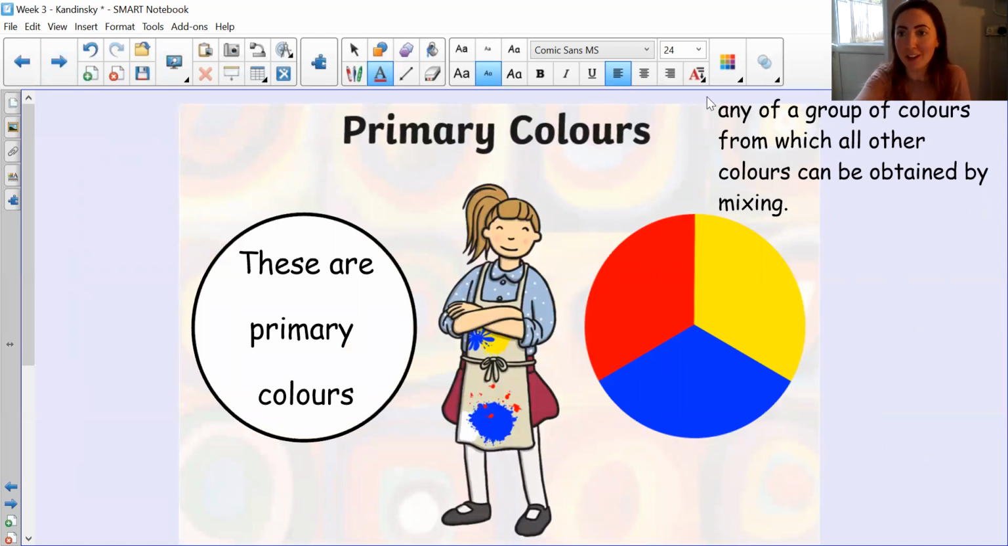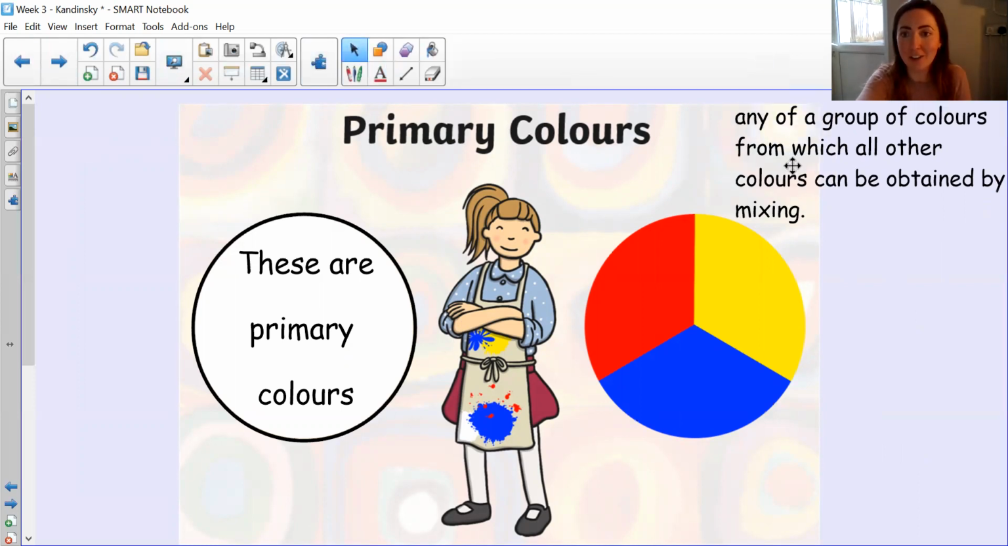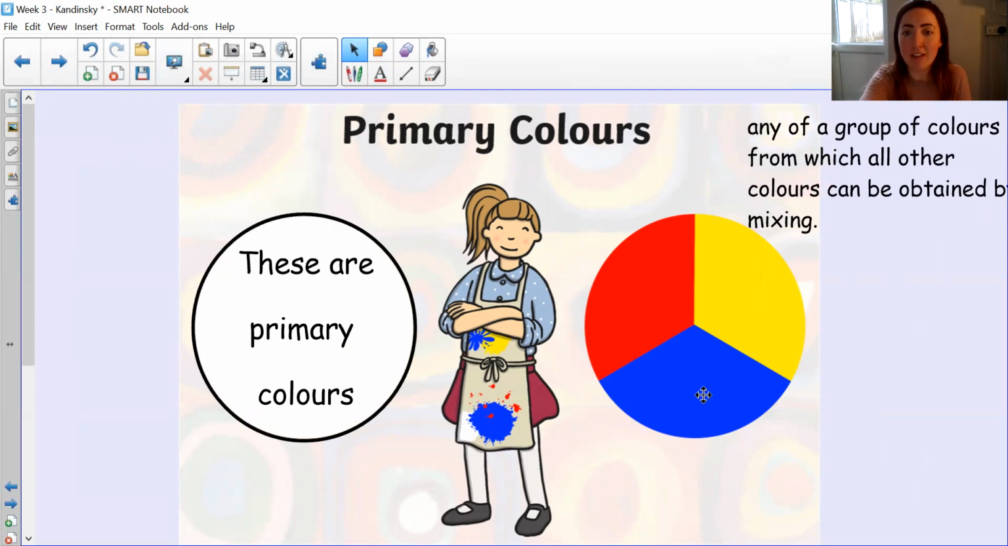Okay, so I told you we were going to learn some new vocabulary today. This is where we're going to learn it. If you have a look at these three colours here, these are called primary colours. So what colours are primary colours? Can you name them? Yellow, blue, red. So yellow, blue and red are the primary colours.